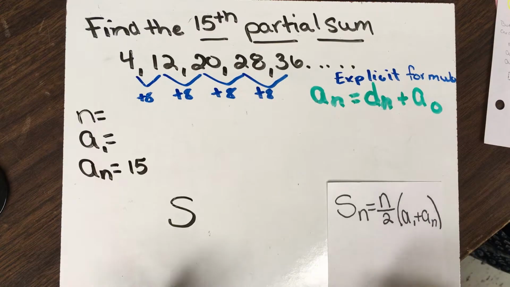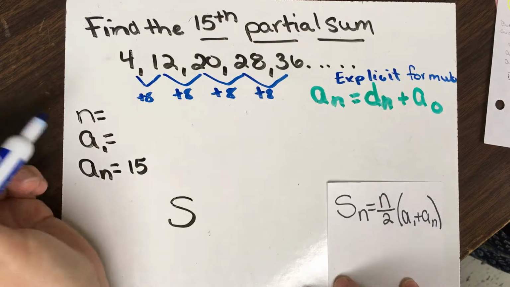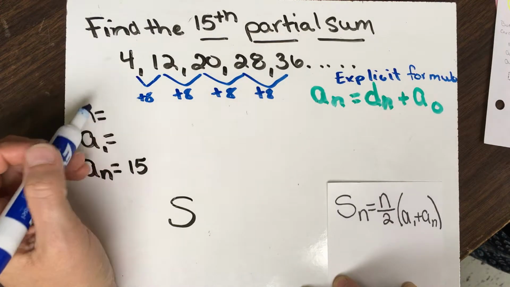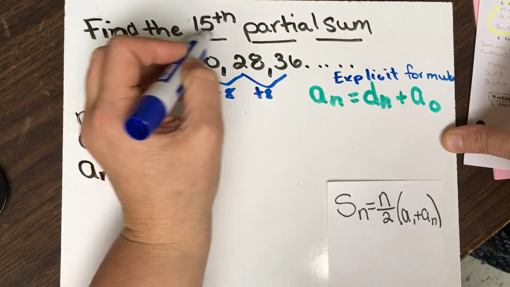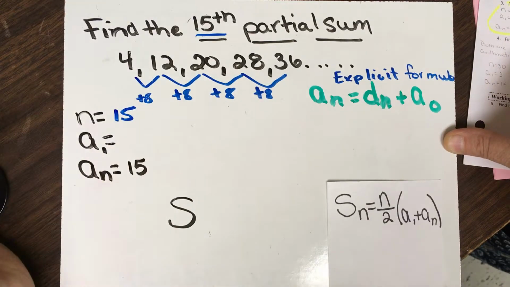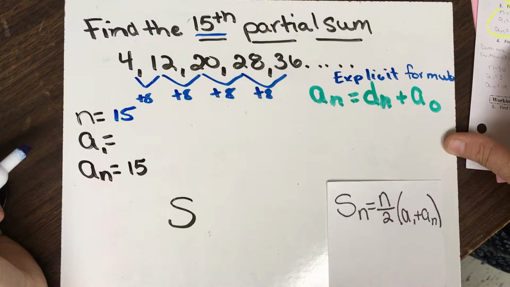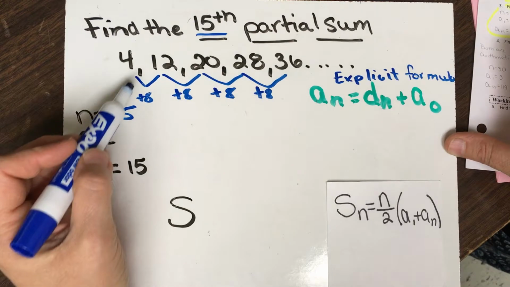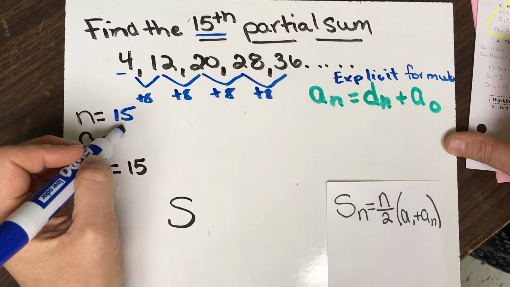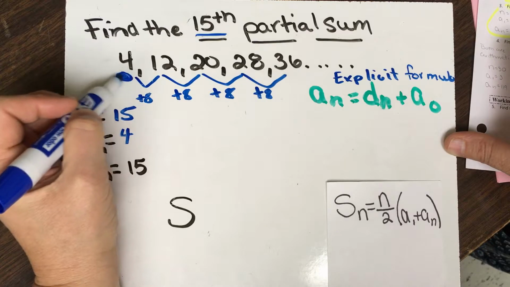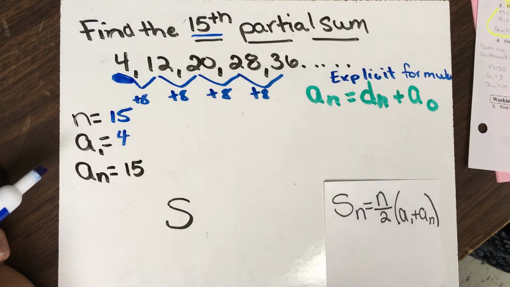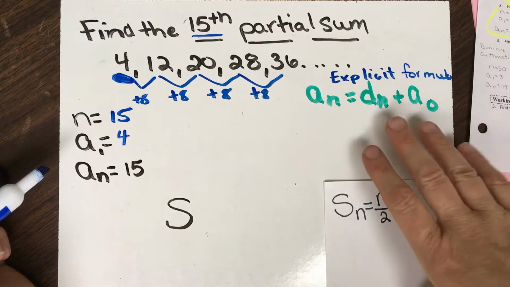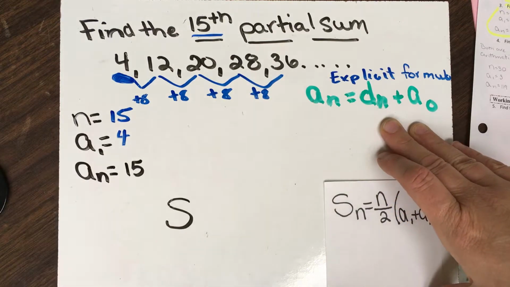All right, so some things that we already know. We're looking for 15. That piece is right there. So 15 terms. And we need to figure out A sub 1, and that's our beginning. So that goes here. And I'm going to put that under there so I know where I'm at. Now, we don't have everything we need, so we need to figure out our explicit formula to figure out some of the other pieces.